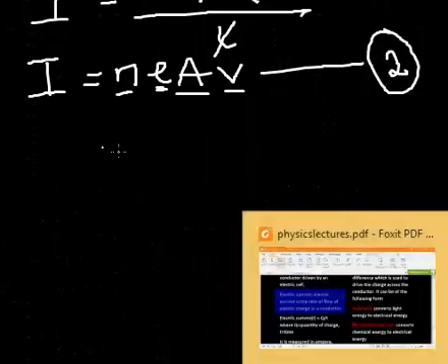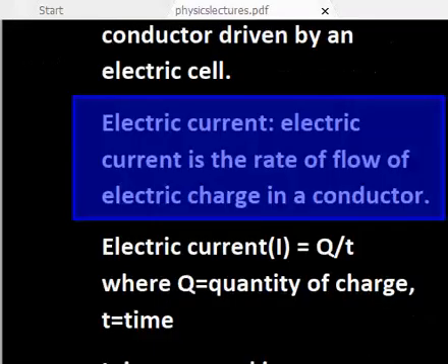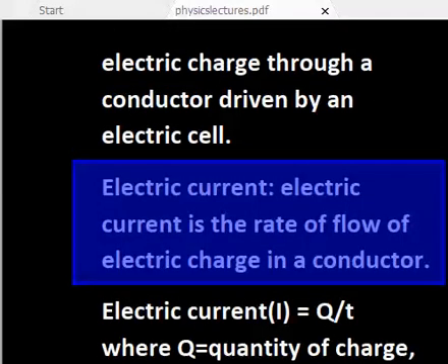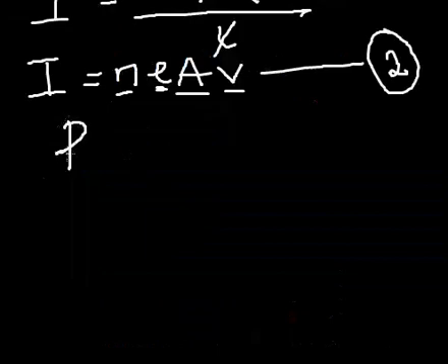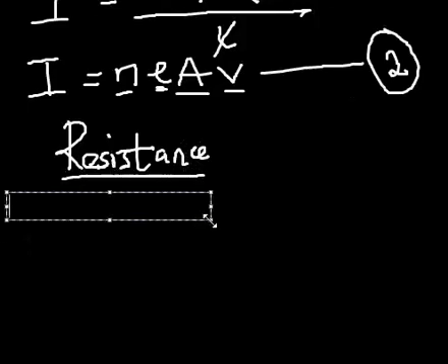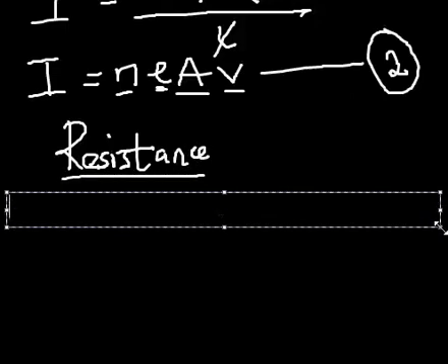So I'm going to proceed now. The next thing I'm going to look at is what is known as resistance. Remember, current flows through a conductor, and that conductor is mostly metallic. They are called electric conductors. So what is resistance?